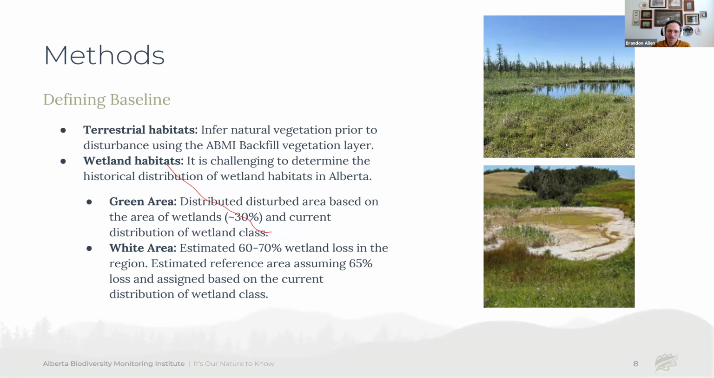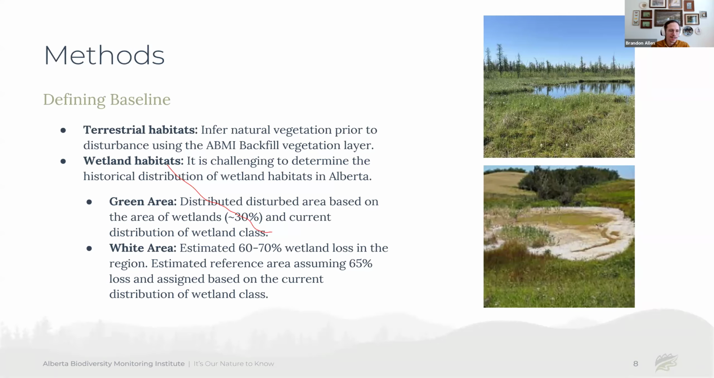However, for wetland habitats, it's really challenging. A lot of the disturbance types just erase that feature. So thinking of small prairie pothole wetlands in southern Alberta, we know that they were relatively common in the past, but it's really hard to figure out where they would have occurred because they've just been removed due to agriculture activities. So depending on the habitat type and depending on where we were in the province, we took a few different approaches.